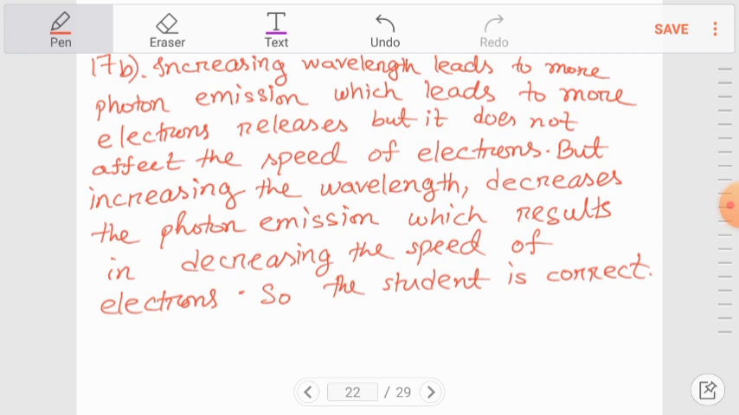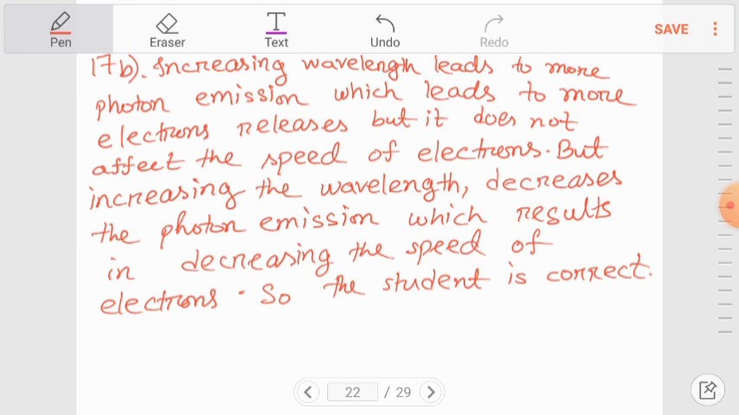And with this, our question number 17b ends, and also the entire question number 17. I hope question number 17 was clear. Moving to question number 18. A teacher has a laser pointer. The laser pointer emits a narrow beam of plane polarized light. Describe how the teacher can demonstrate that the light from the laser pointer is plane polarized.